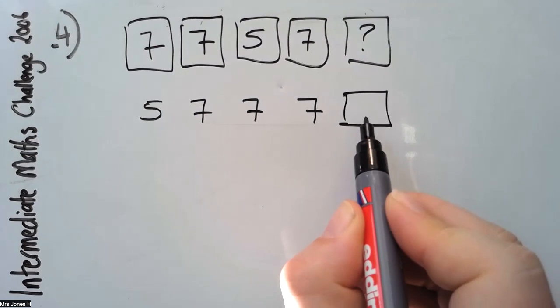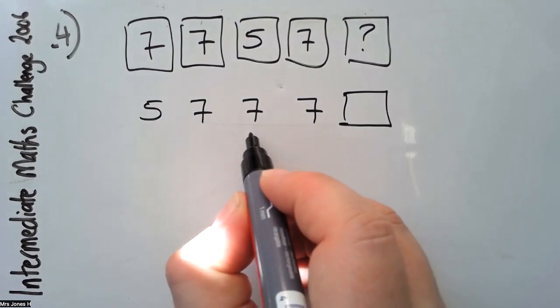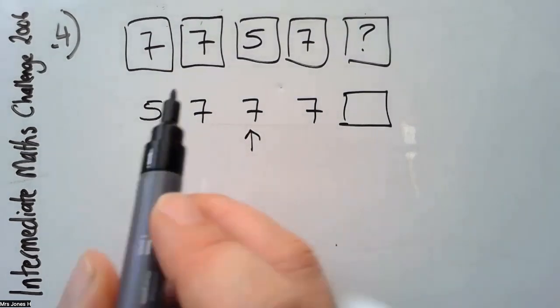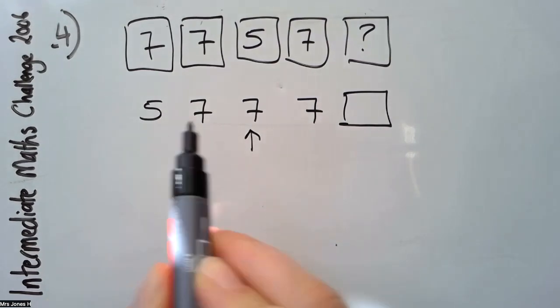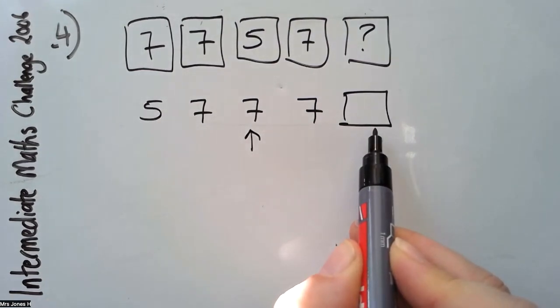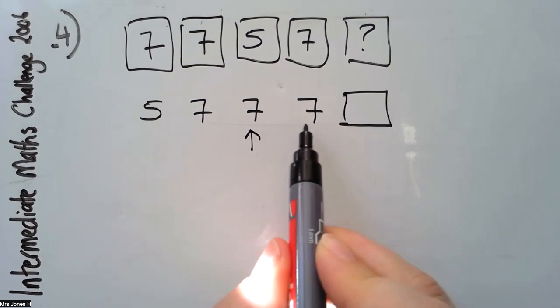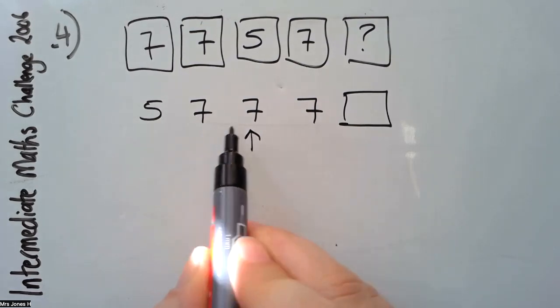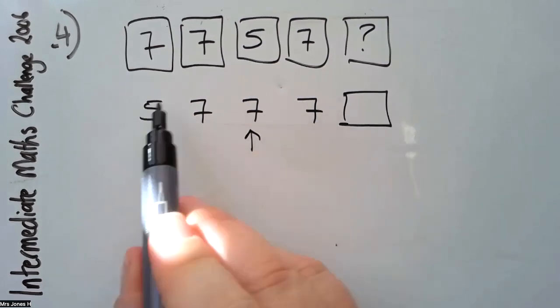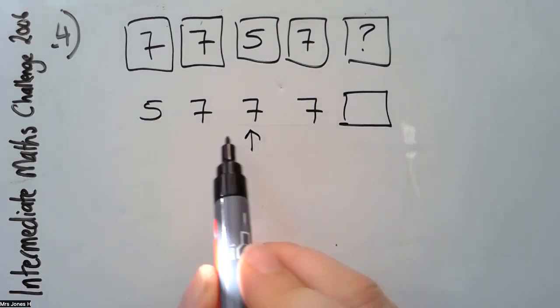I know the missing number must be here because the median is 7. We've got a number that's less than 7, and therefore we need to have a number that is greater than 7. 7 is the most, so we're not going to get any more numbers. We can see that already.